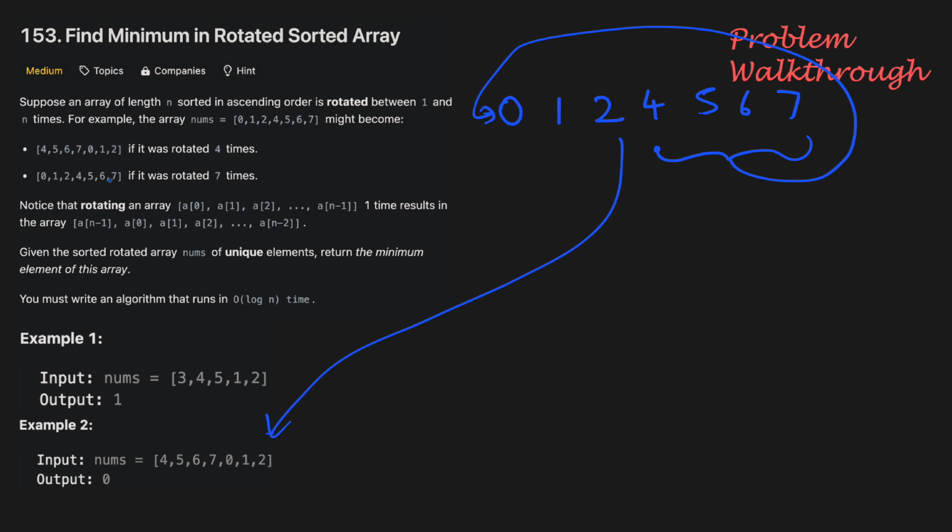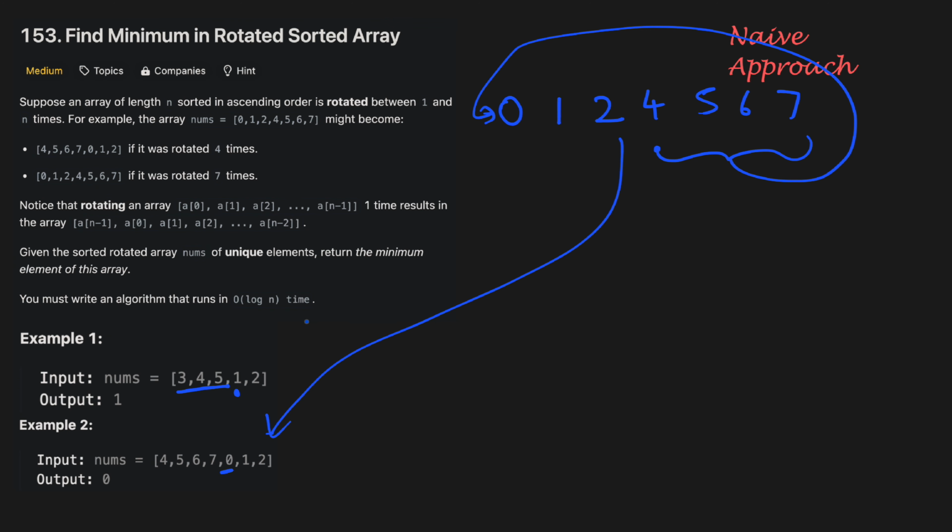So our goal is to write a function that takes the rotated sorted array as an input where we don't know how many times it has been rotated and return the smallest element in the array. So in this case, for example, that smallest element is 0. Similarly, in example 1, the array 1, 2, 3, 4, 5 has been rotated 3 times and we have to return the smallest element, which is element 1.